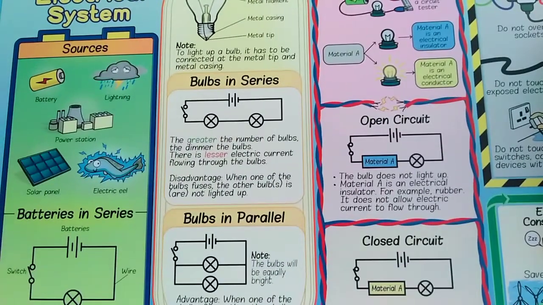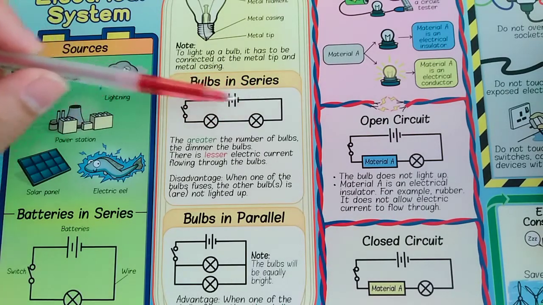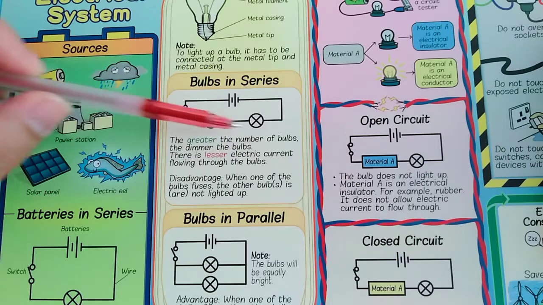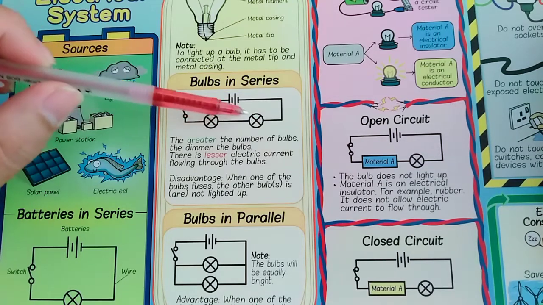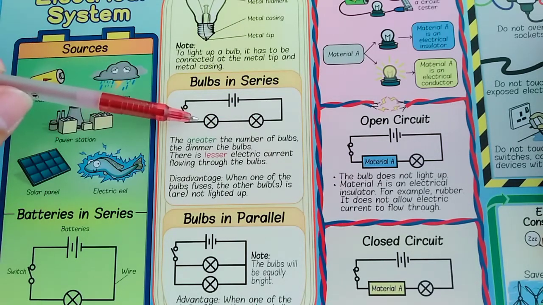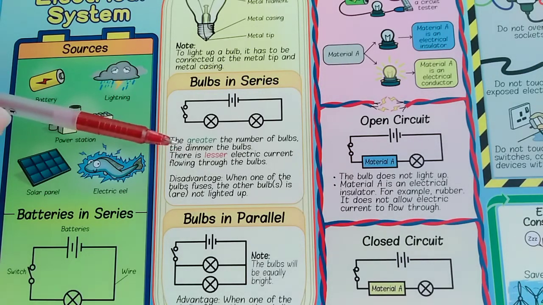What happens when you put bulbs in series? Well, the more bulbs you put in series, so here there are two bulbs in series. We talk about using the word loop in our practice in the science lab. Here there's one loop, there are two bulbs. What if I put a third bulb? Will the brightness of the bulb increase or decrease? Of course, it will decrease. The greater the number of bulbs, the dimmer the bulbs, because then the amount of electrical current flowing through each bulb will be less.